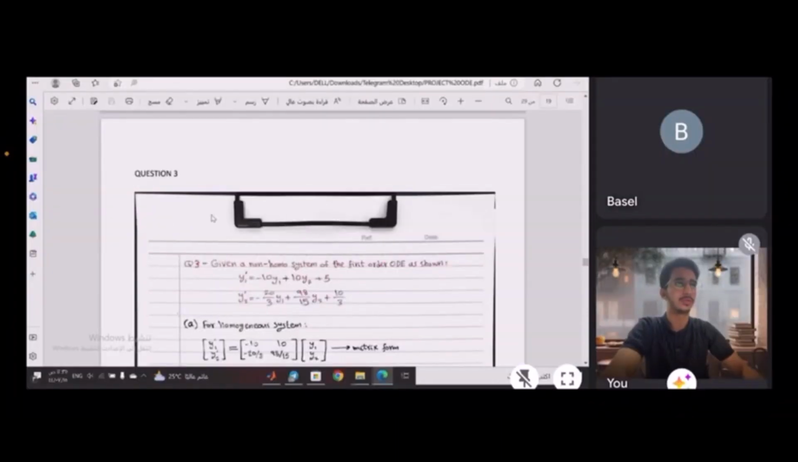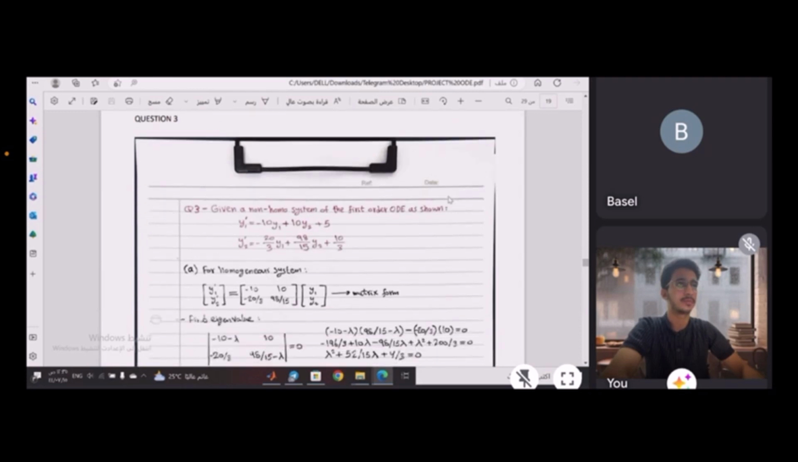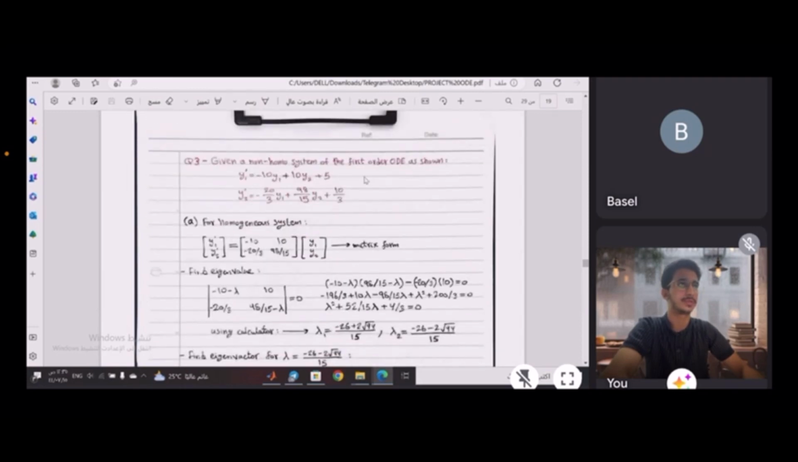So I will continue from here. This is question 3. Given an unhomogeneous system of the first order ODE as shown here, this is the manual calculation. Y1 prime is equal to negative 10 y1 plus 10 y2 plus 5. Y2 prime is equal to negative 20 over 3 y1 plus 98 plus 15 y2 plus 10 over 3. And this is A for the homogeneous system.